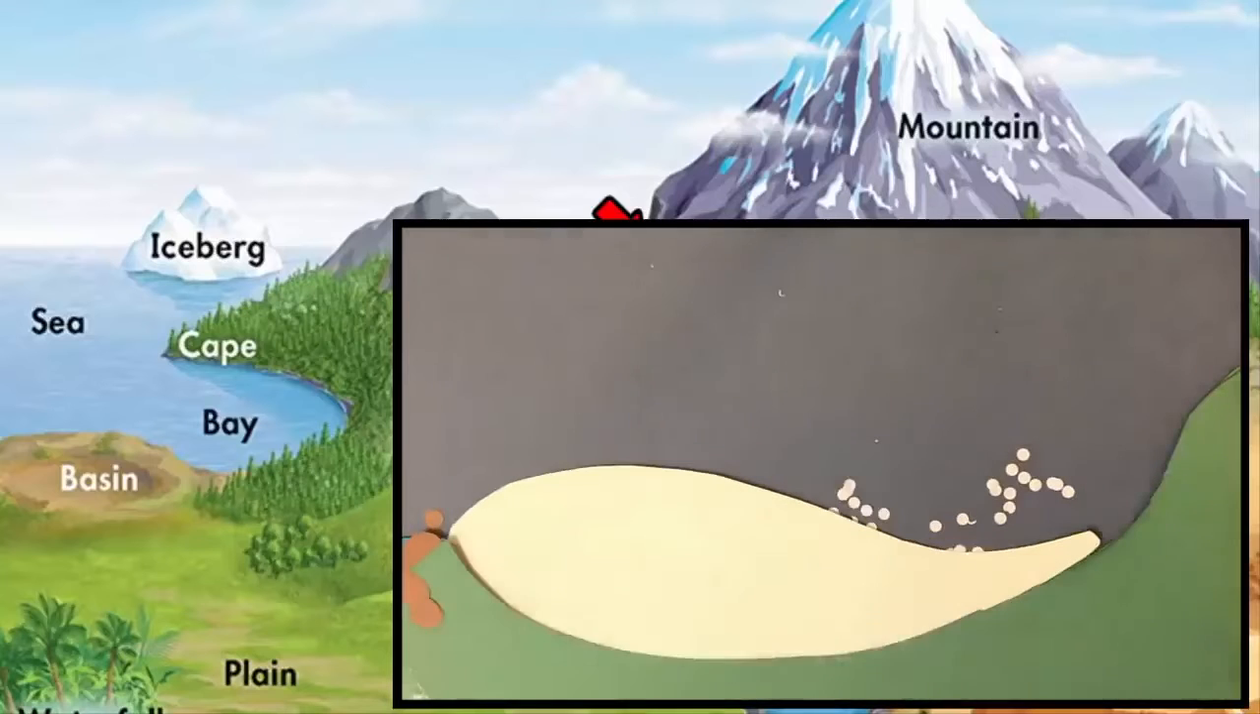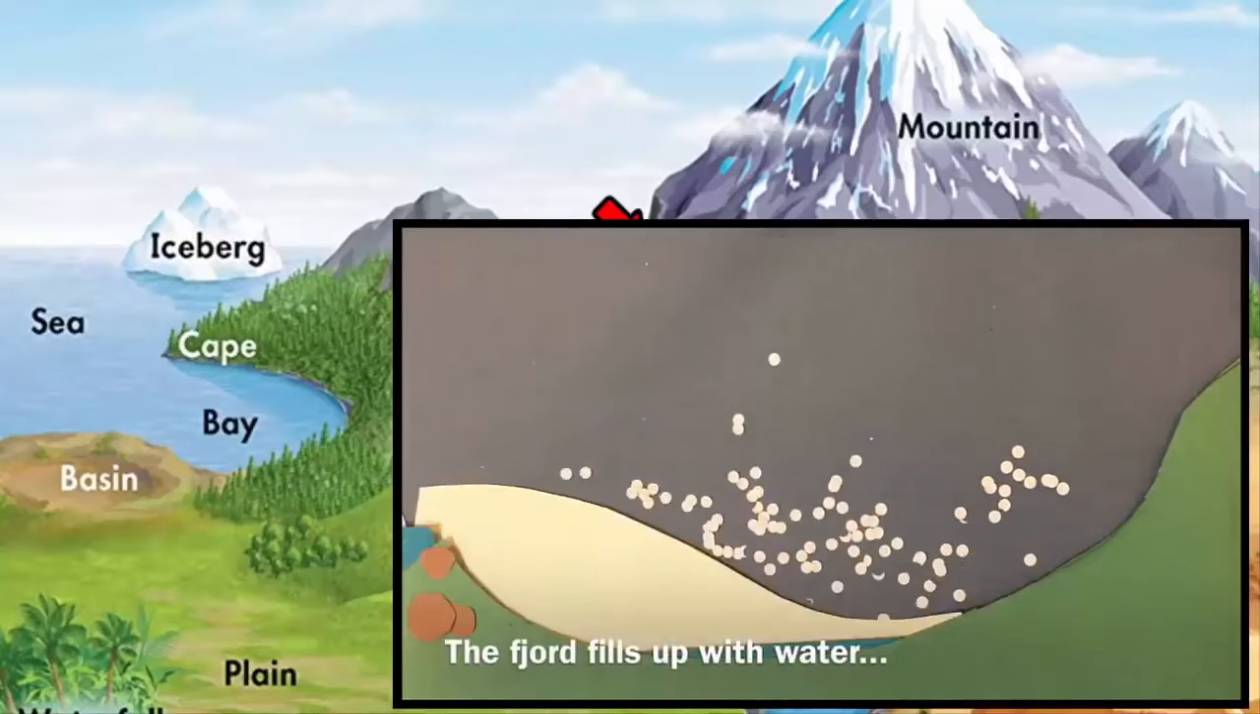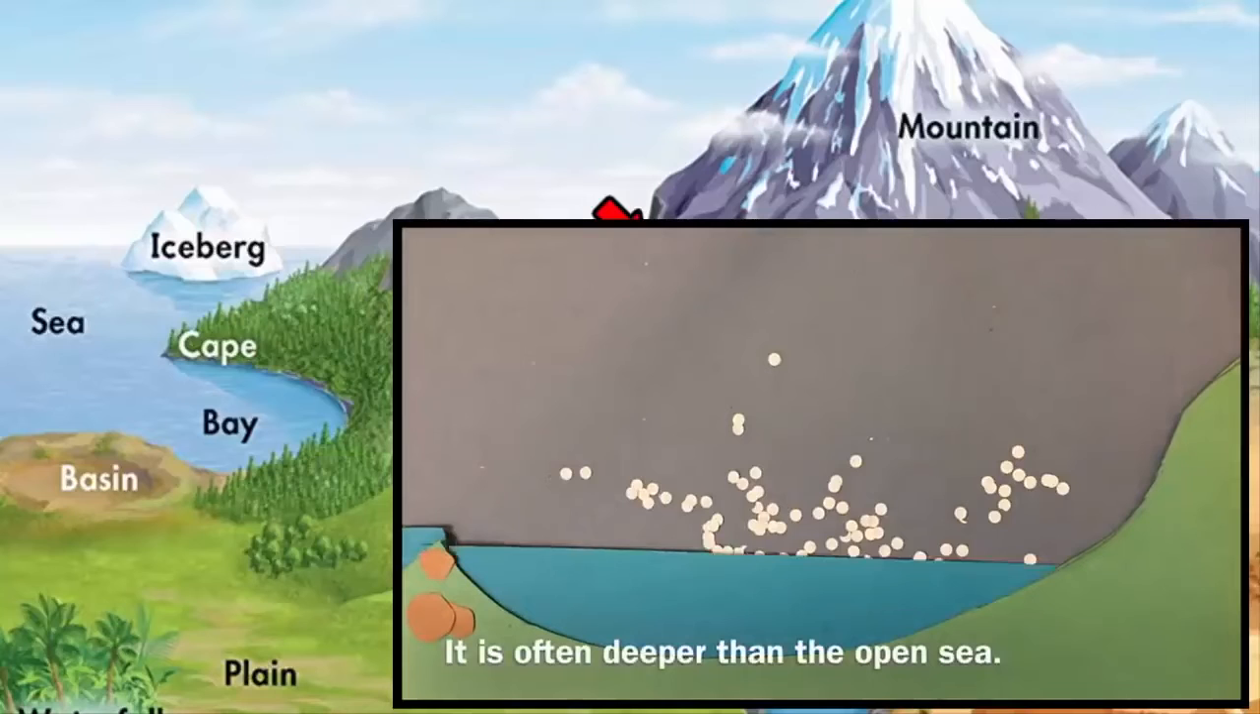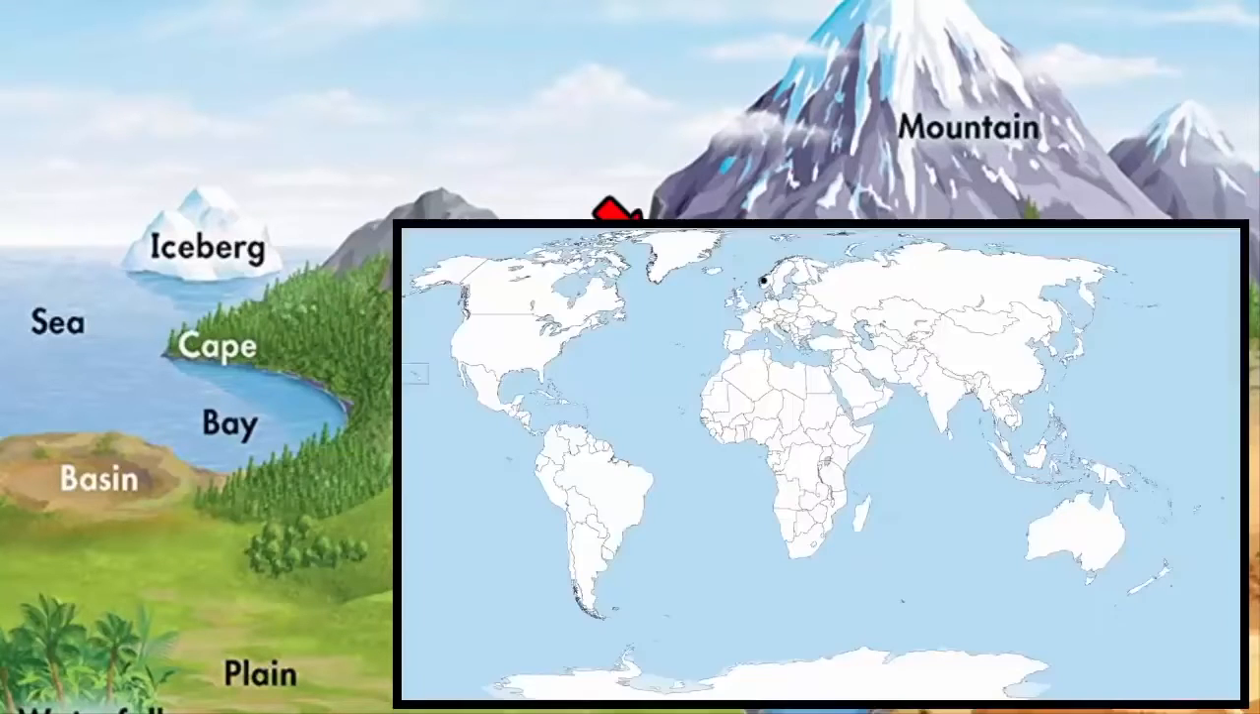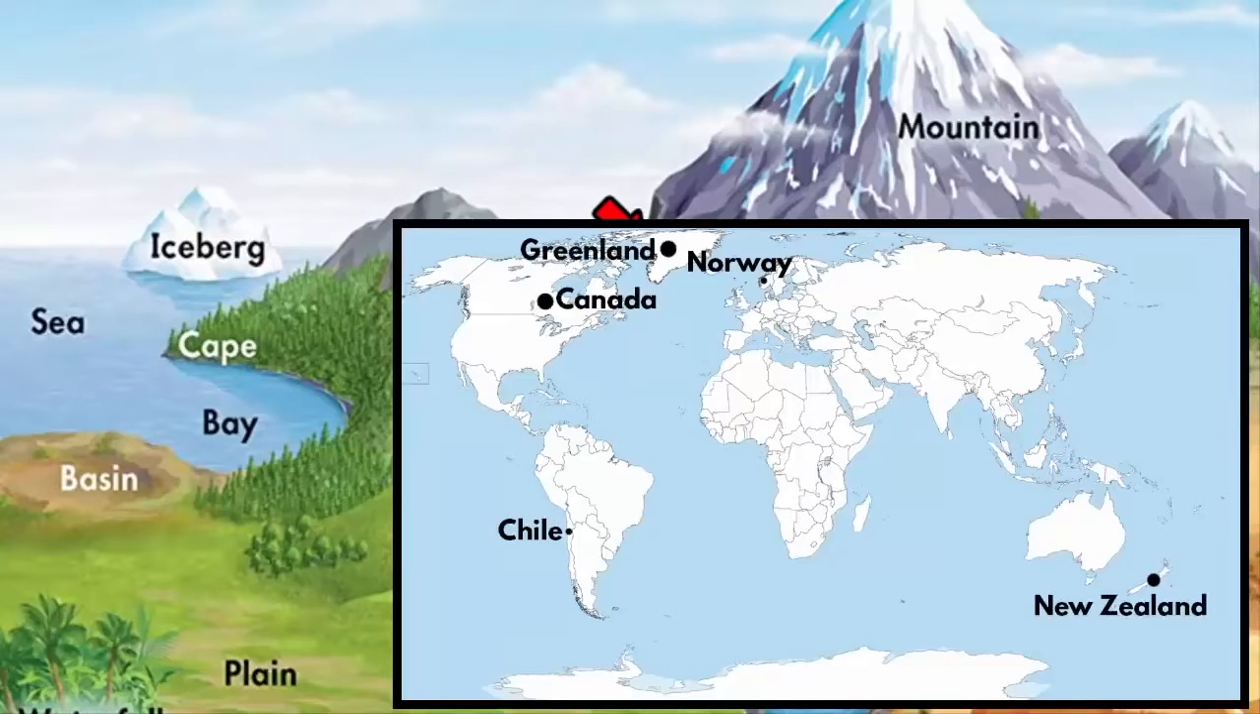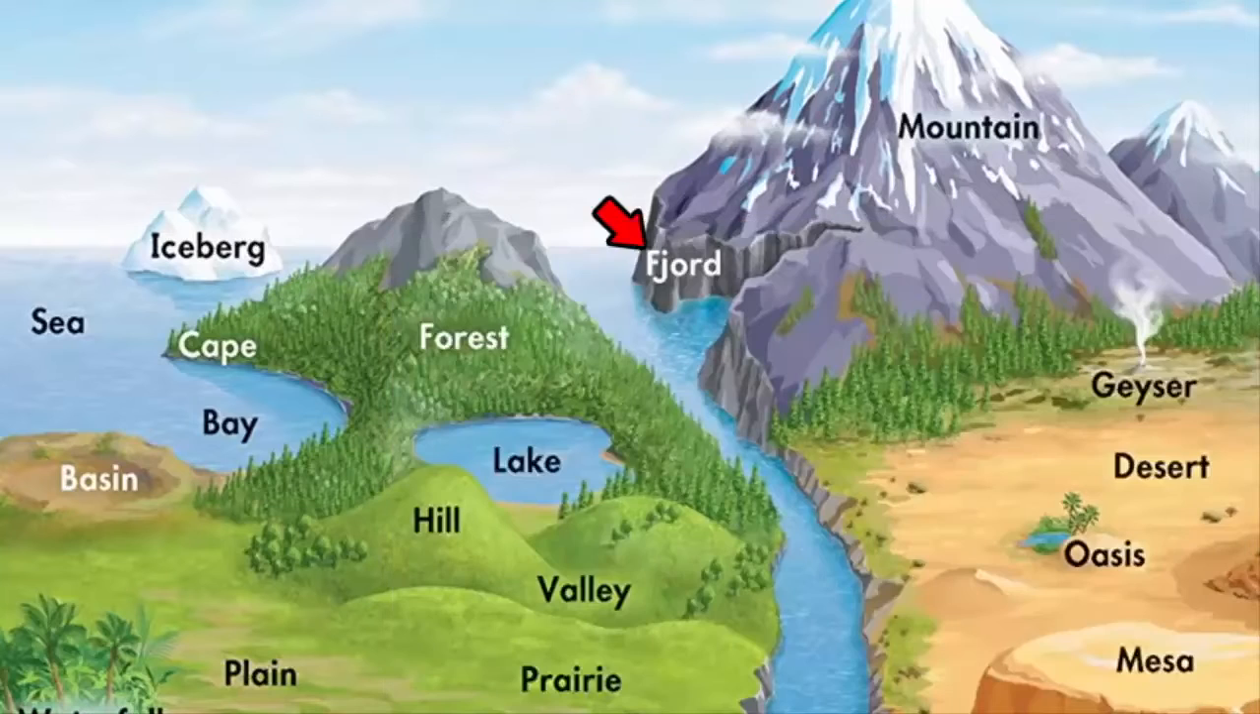A fjord is often deeper than the open sea. It can be thousands of meters deep. As a result, water fills up and forms a deep inlet of the sea. Fjords are found mainly in Norway, Chile, New Zealand, Canada, Greenland, and the state of Alaska in the US.